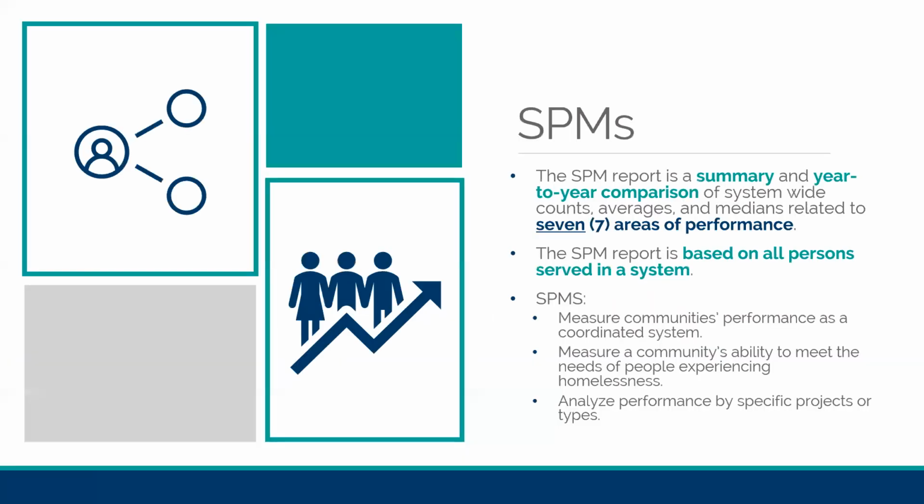In this video, we will discuss system performance measures, which is a series of reports submitted to HUD on an annual basis. These reports review a COC's performance as a coordinated system and if we are meeting the needs of people experiencing homelessness in our community using predetermined performance metrics. The data used to calculate these measures come directly from all clients served in CMIS participating programs.